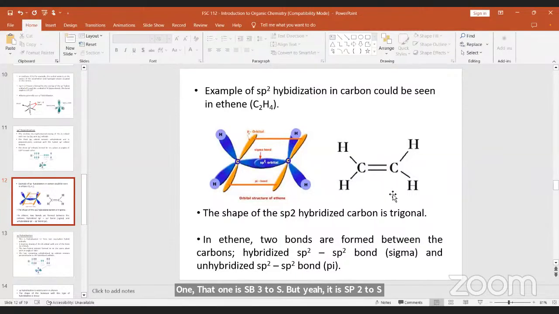For you to know the hybridization of a carbon, just look around the carbon. If the carbon has only single bonds around it, that carbon is an sp3 hybridized carbon. If the carbon has a double bond attached to it anywhere, it might be up, it might be down, it might be side. As long as a double bond is linked to that carbon, it is an sp2 hybridized carbon. So take note of that. Okay.